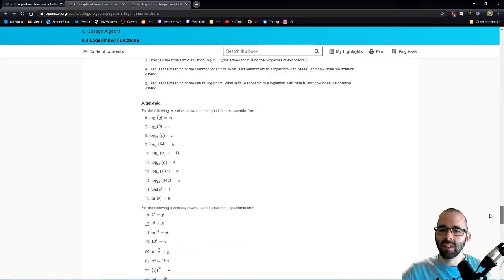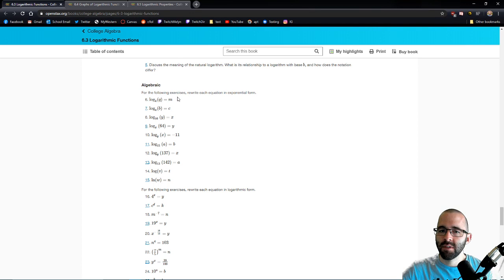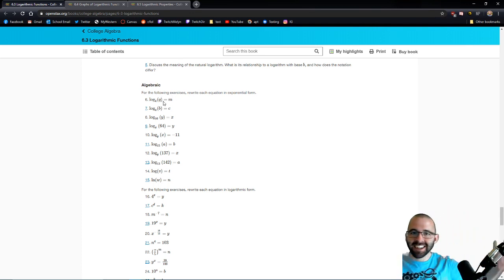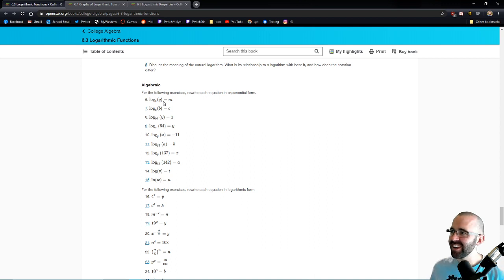Can you turn a logarithm from a logarithmic equation into exponential form? Oh, Jason, we did that today. What a great review. We already did that, right? The base of the logarithm becomes the base of the exponential. So we get 4 to the m equals q. We get a to the c equals b. 16 to the x equals y. x to the y equals 64.